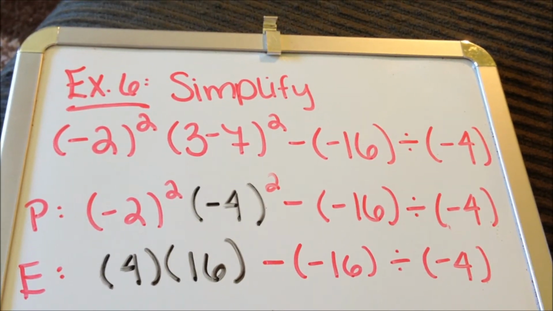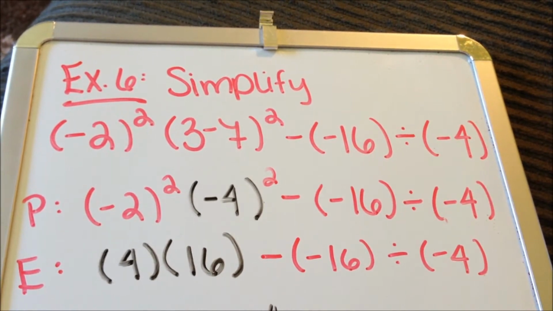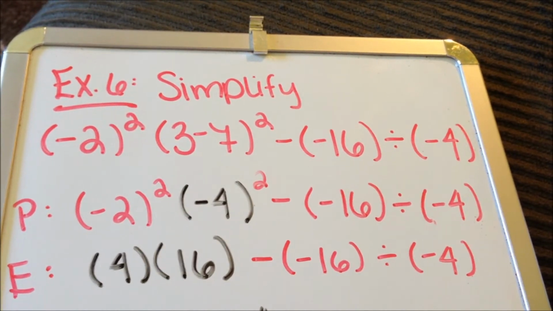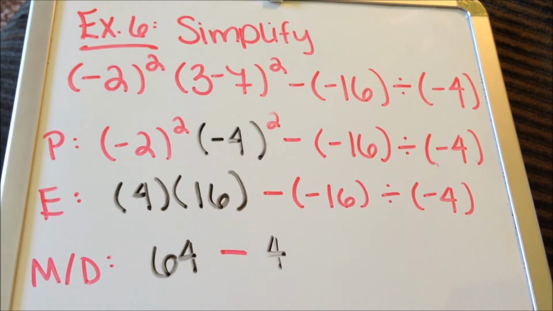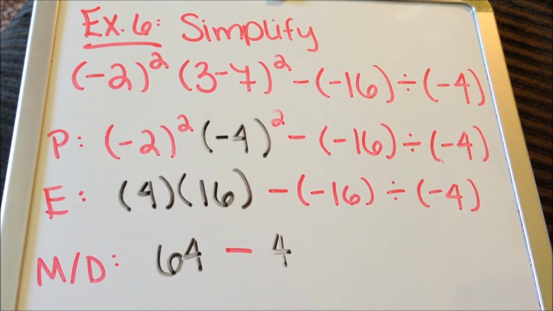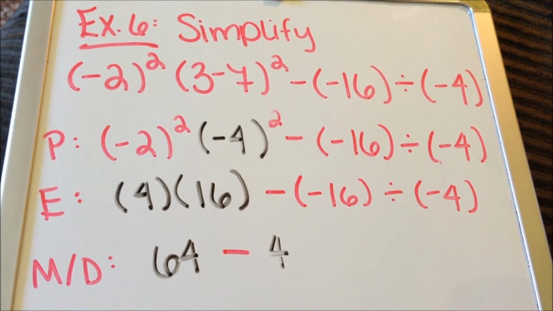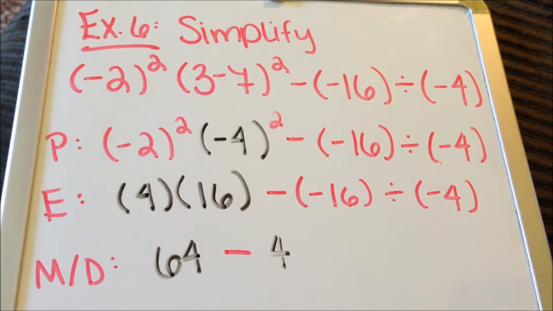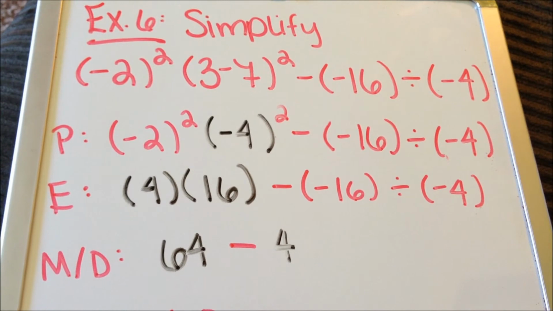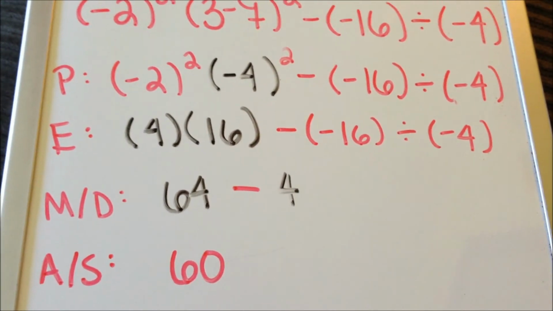Next step, we have two exponents to evaluate. We have negative 2 times negative 2, and we have negative 4 times negative 4. Both are positive. We have 4 and 16. Those are multiplied together. And then minus negative 16 divided by negative 4. In terms of multiplication and division, we have a multiplication and we also have a division. We have 4 times 16, which gives us 64, and we have negative 16 divided by negative 4, which gives us positive 4. So at this point, we have 64 minus 4. And then finally, subtract, we get 60 as our final answer.